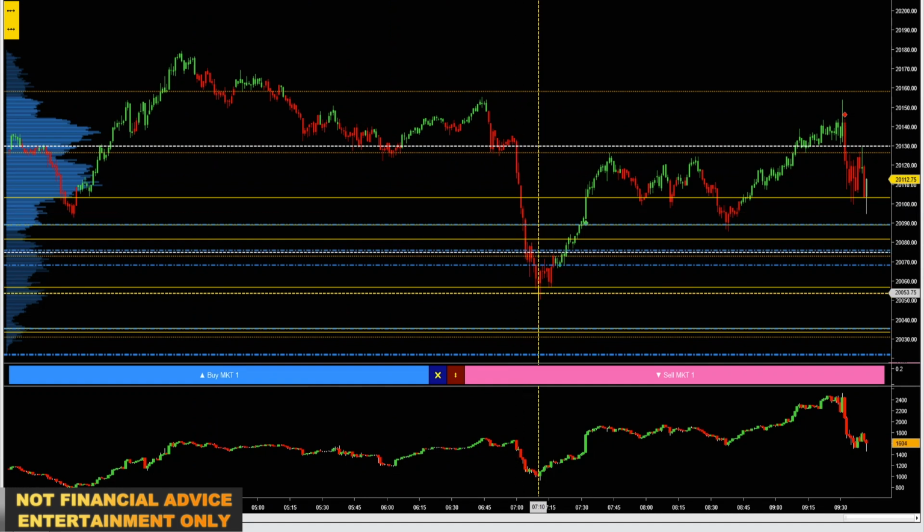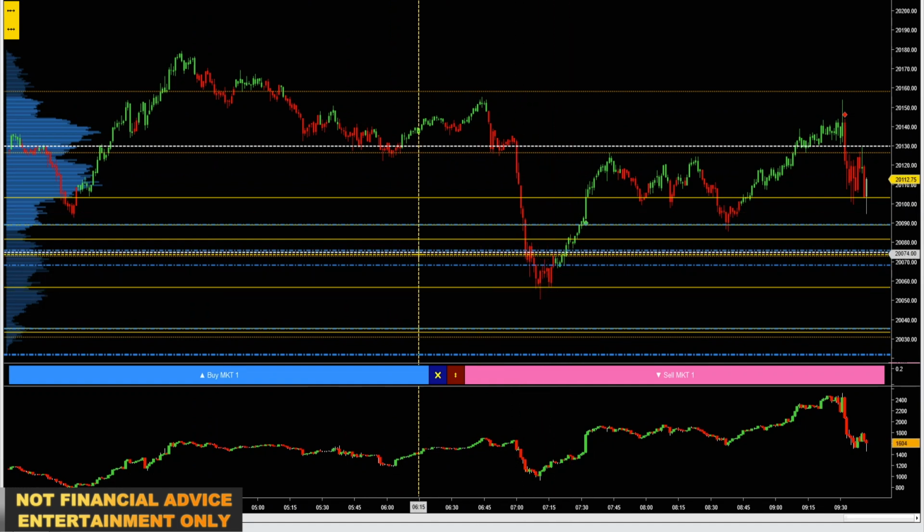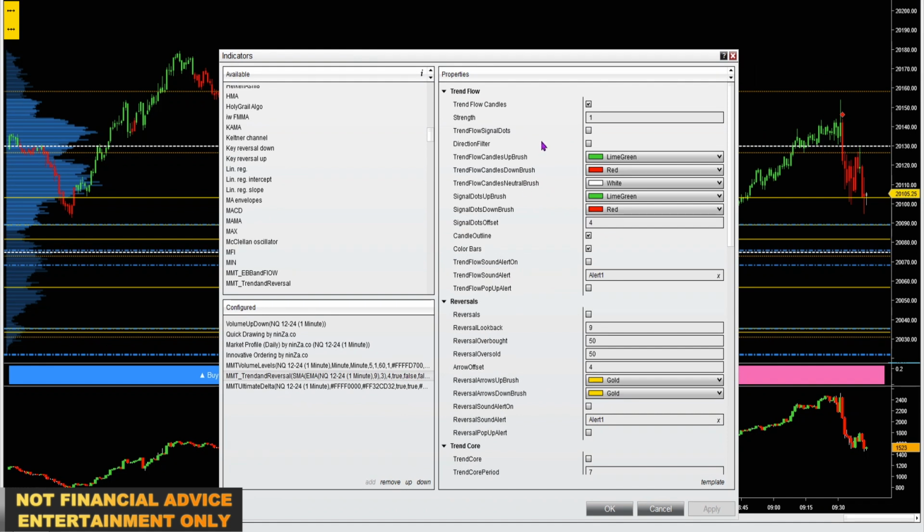Also, these candle colors are being printed by the MMT Trend and Reversal indicator. This is the Trend and Reversal indicator. The Trend Flow candles are on. Everything else is off. Got a strength of 1. The directional filter is off. That means no neutral candles get printed, just red and green.